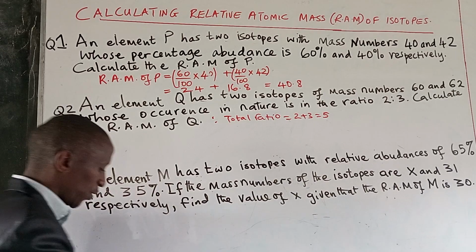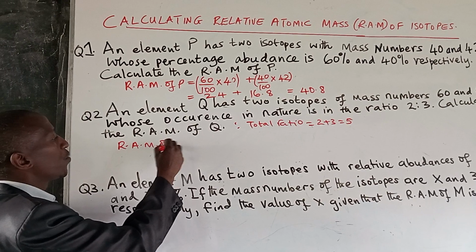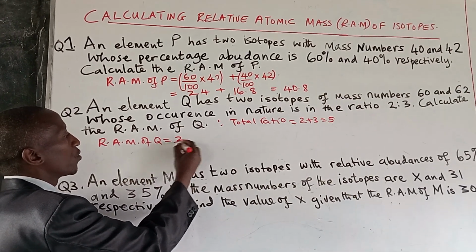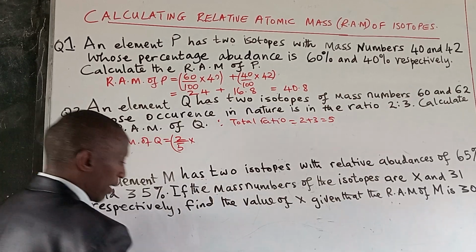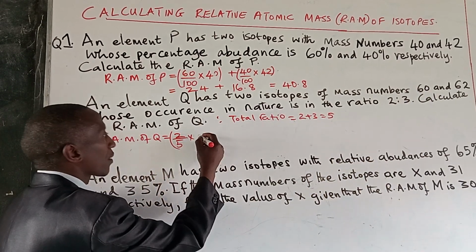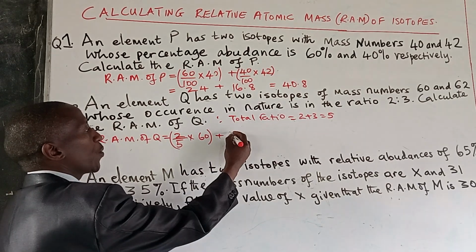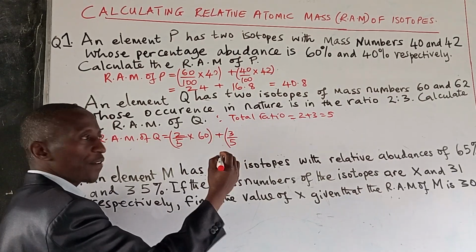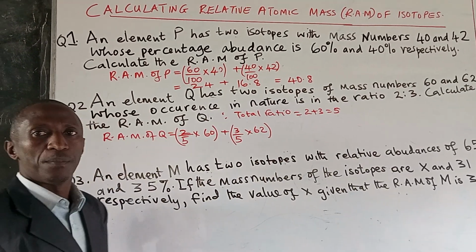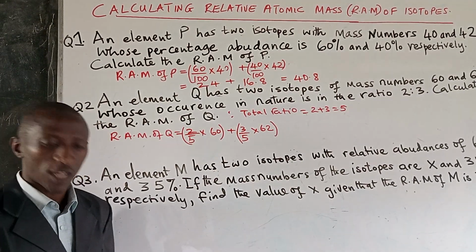That means we move straight to the calculation, and you'll get that the RAM of Q is therefore equal to 2/5 multiplied by the mass number 60, plus the other isotope which occurs to the level of 3/5 of 62. So viewers, get your calculator, compute that very quickly, and let's see what you get.